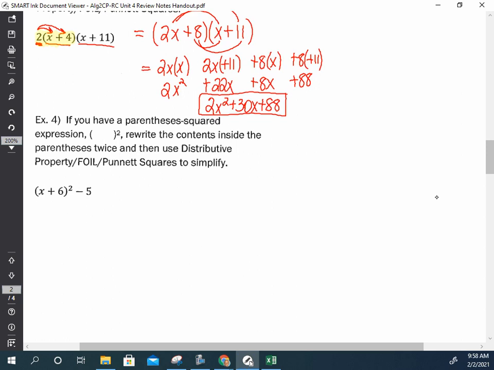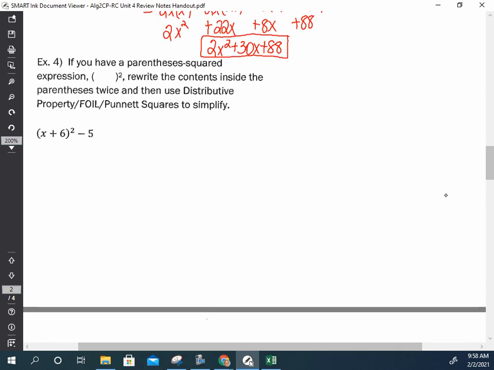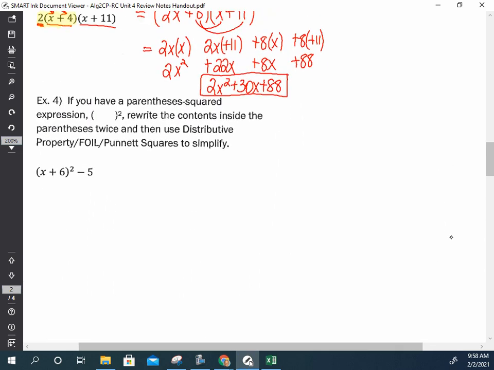Do example 4. I think it's graphing, so I can say graphing for 36. Nice clean break. All right.